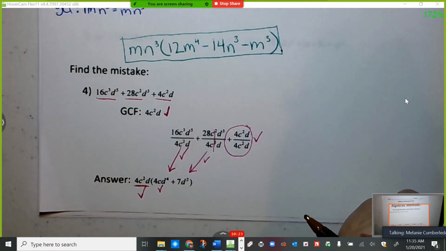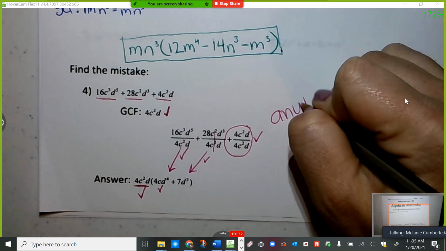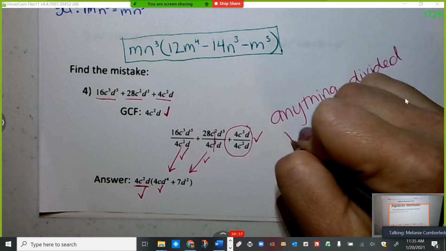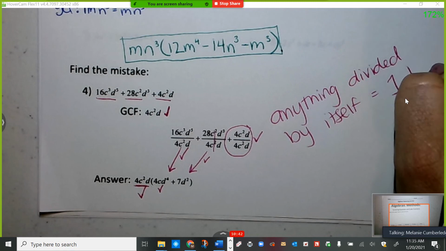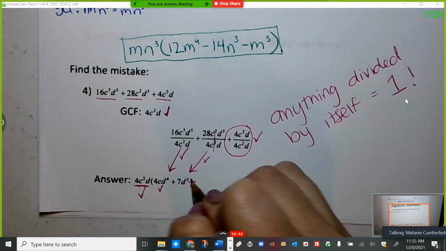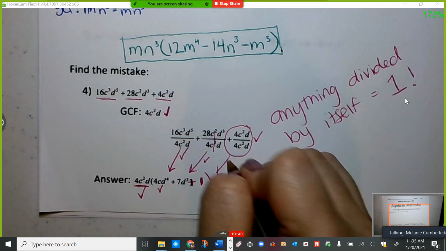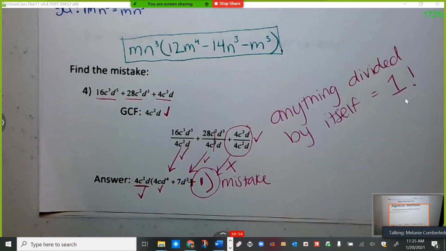What does that equal? Cancels, right? Kind of. What is anything divided by itself? 0. No. 1, my bad. 1. Anything divided by itself equals 1. So there should be a plus 1, then close the parentheses here. So this is where the mistake was made. So just be careful. Anything divided by itself is 1.